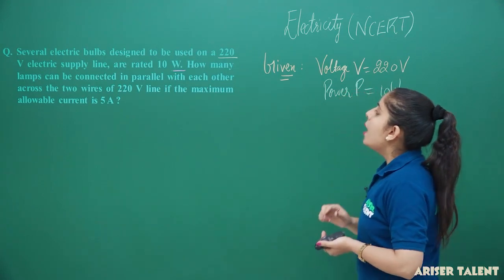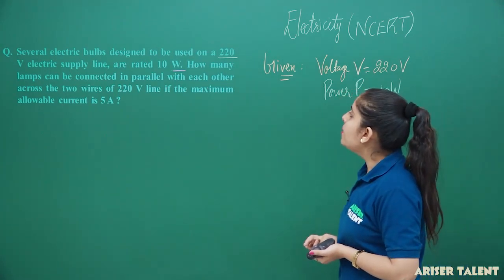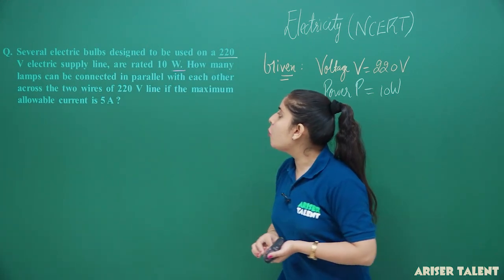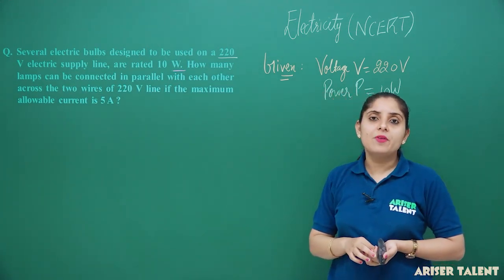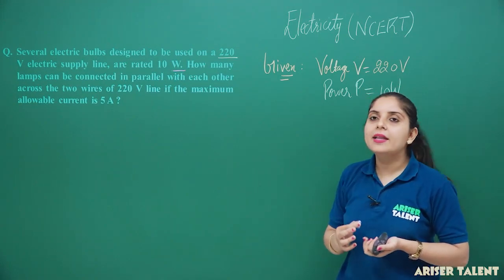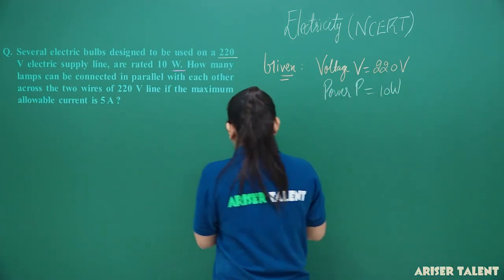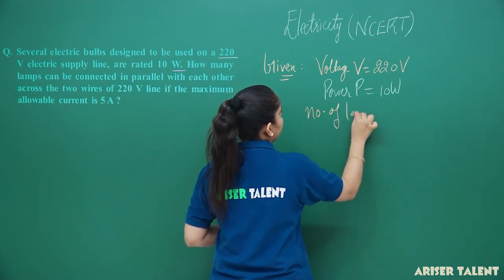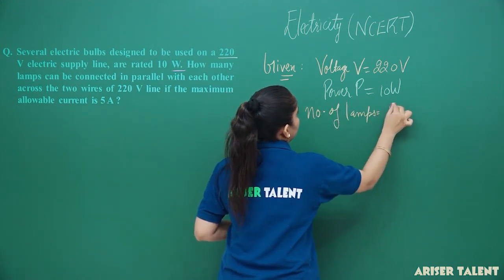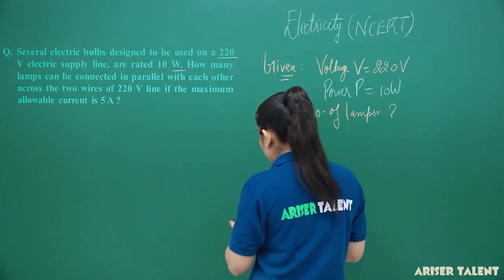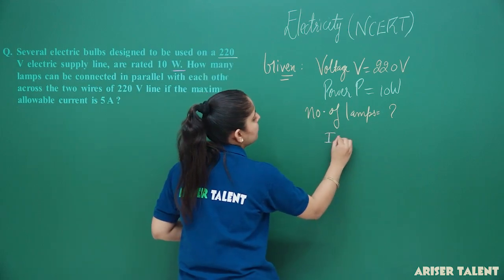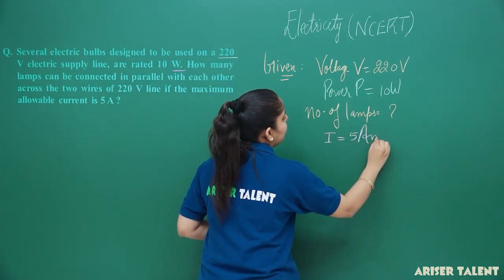Now, how many lamps can be connected in parallel with each other across the two wires of 220 volt so that the maximum current is 5 ampere. So you have to calculate the number of lamps. What we have to determine here is the number of lamps, and we are also provided with the value of current, which is 5 ampere. So this is the given condition here.